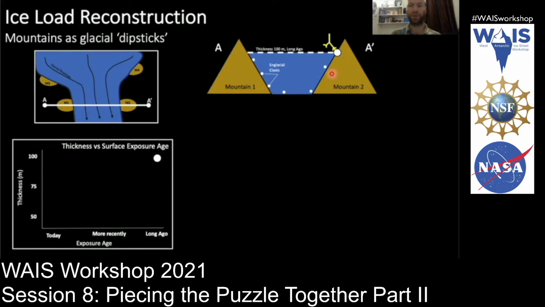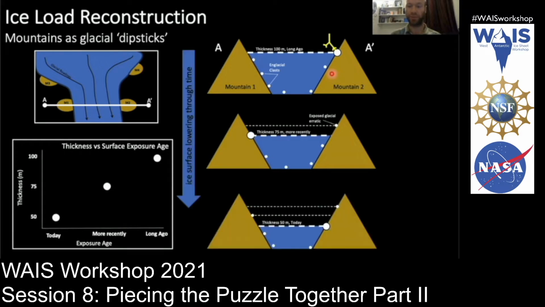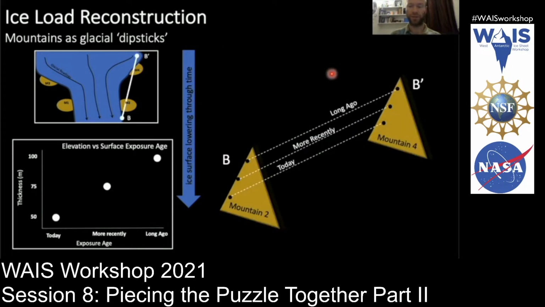As this simple case proceeds, we pick up a few more points and are able to derive an ice load history at this site. So if we extend this method over multiple sites, we can further constrain the ice load footprint. And it's really worth mentioning here that it's quite an oversimplification. This method does not help with times of thinner than present ice and is sometimes complicated by local cold-based ice cover.